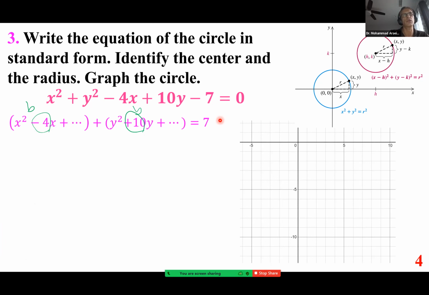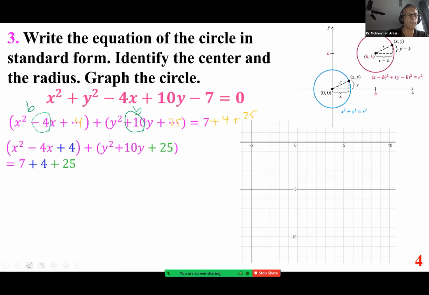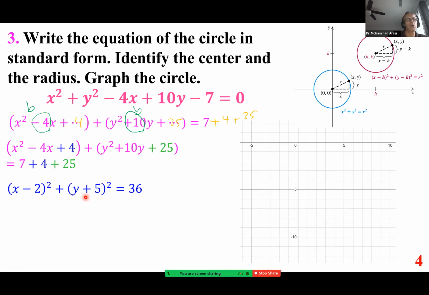If I add 4, I need 4 here too. So for this one, I need to add 4. For this one, 10 divided by 2 is 5, squared is 25, and I need to add 25. So that's what we are going to do. You end up with x minus 2 quantity squared plus y plus 5 quantity squared equals r squared, or 36. That means the center is at 2, -5, and r is the square root of 36, which is 6.